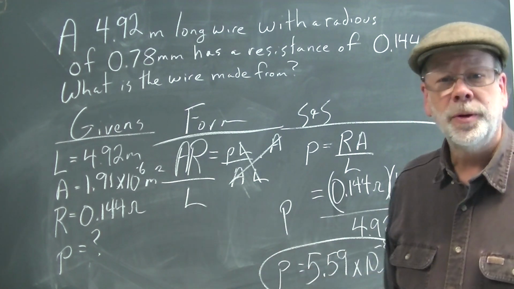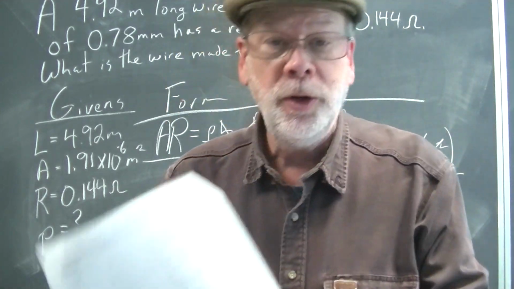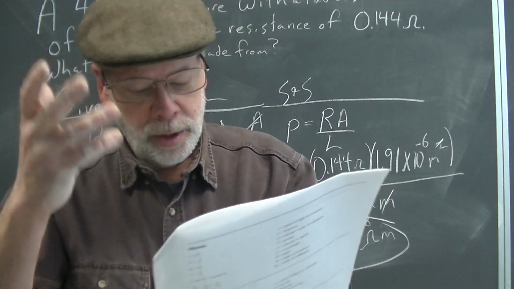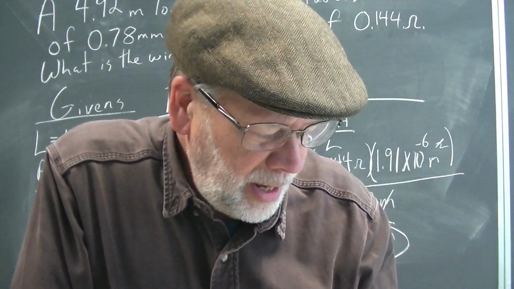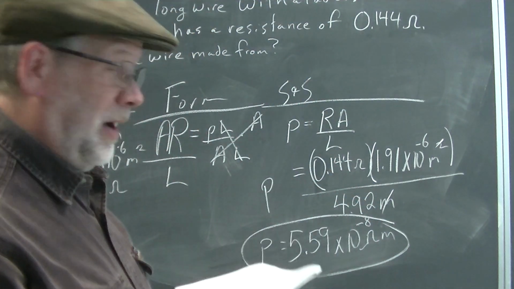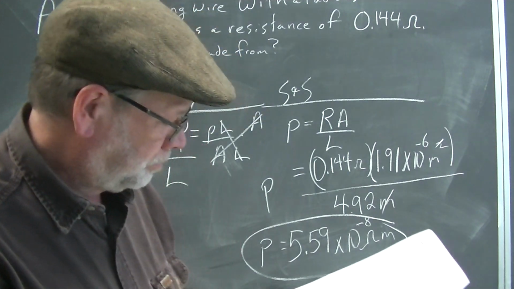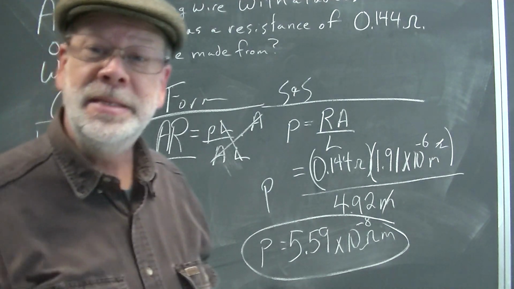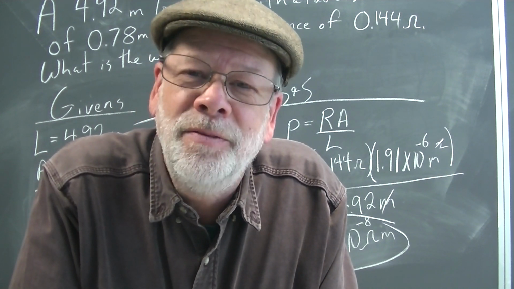That is my answer. All right? So, what do I do with that? Well, if I look at the reference tables, I can see, comparing all the different resistivities I have here, I have one that says 5.60. Well, 5.59 and 5.60 is pretty darn close. Times 10 to the minus 8th ohm meters. And that substance is tungsten. So this wire must be made of tungsten.